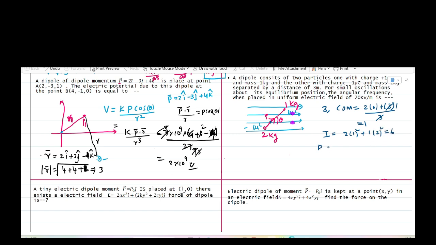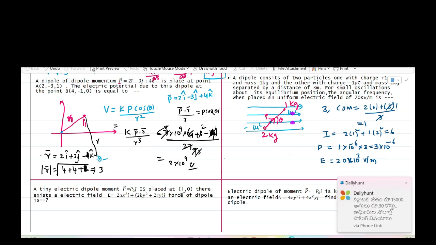is equal to 2 into 1 square plus 1 into 2 square, which is equal to 6. And the dipole moment P is equal to 1 microcoulomb, 1 into 10 power minus 6, into distance 3, that is equal to 3 into 10 power minus 6 coulomb meter. Now the electric field E is given as 20 K, meaning 20 into 10 cube volts per meter. Now it is asking to find the angular frequency about the equilibrium position in the uniform electric field.